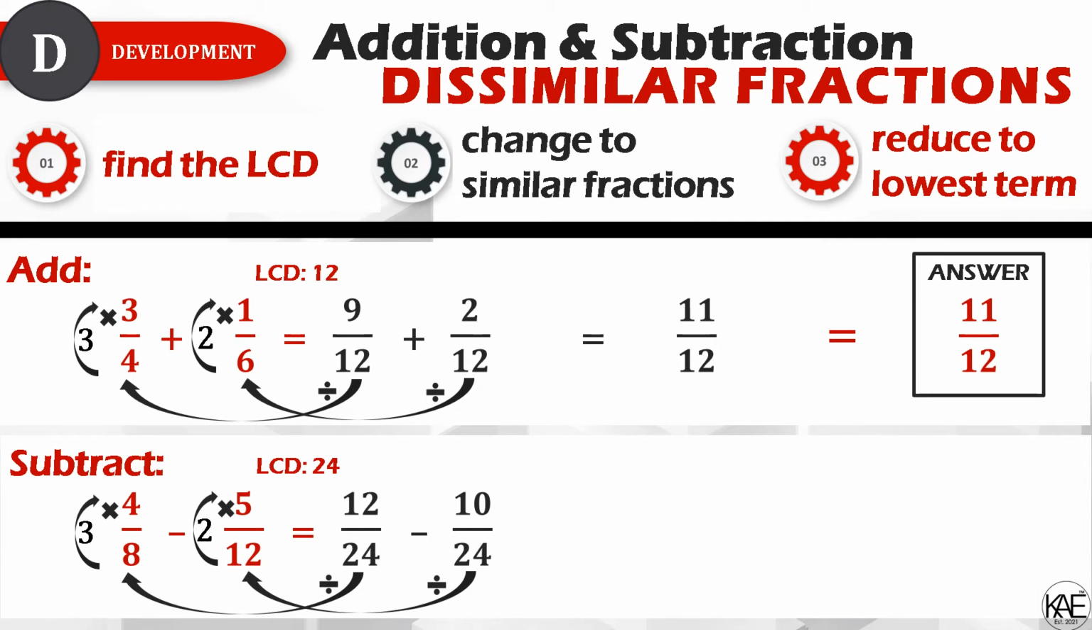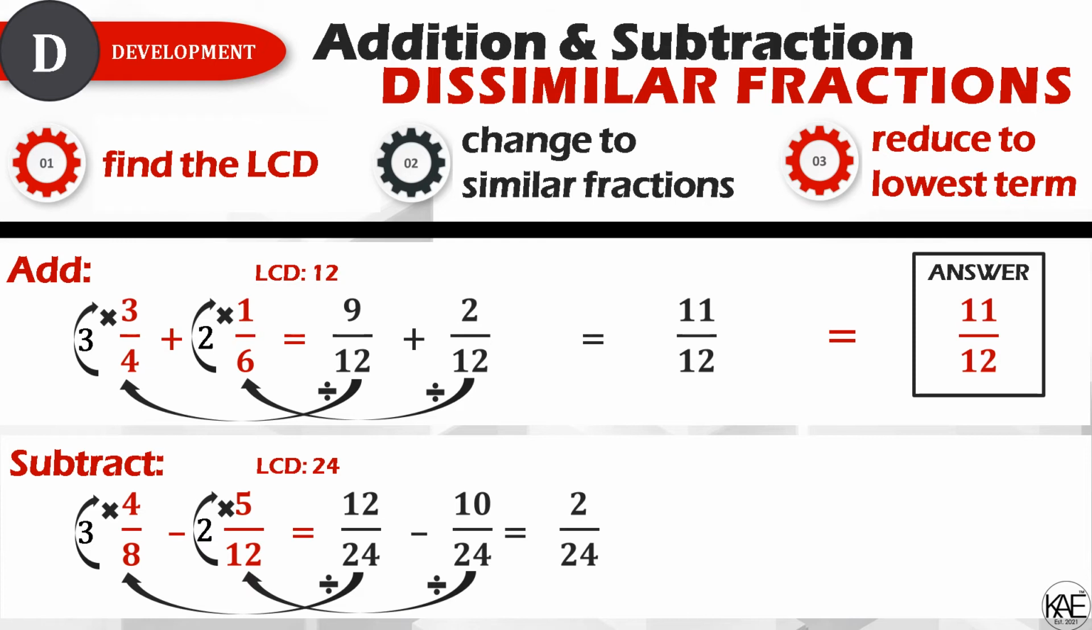Then we proceed to subtraction. We simply subtract the numerators. That would give us 12 minus 10 is equal to 2. Then copy the common denominator, which is 24.